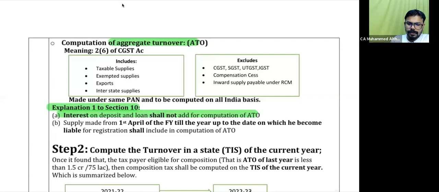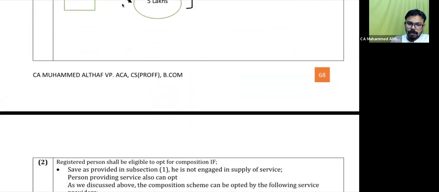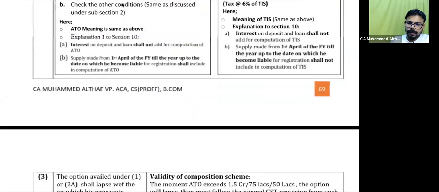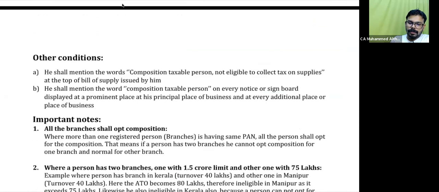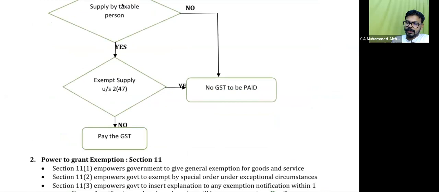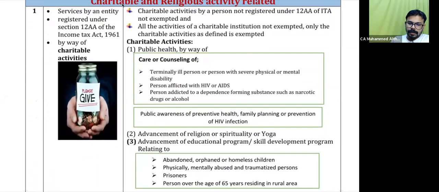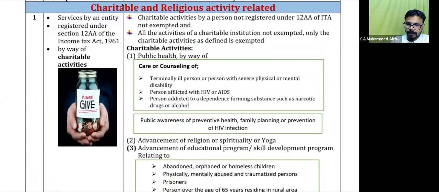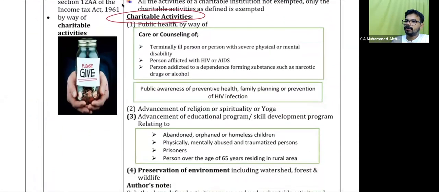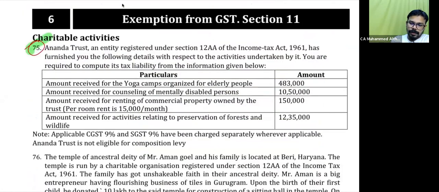Exemption is one of the lengthiest chapters in your syllabus, but it is very easy to study, because you don't have to mug up anything from there, you just need to read it one or two times. That's it. So this is the exemption chapter. In case of charitable, you have to remember what the charitable activities are. Then only you will be able to do this question. Everybody has to tell me whether these items are taxable or exempted.